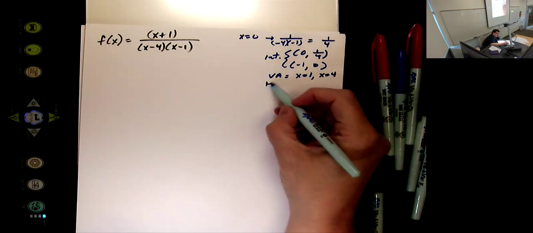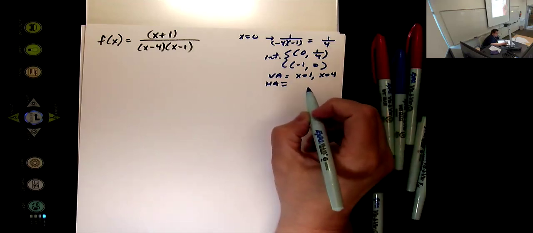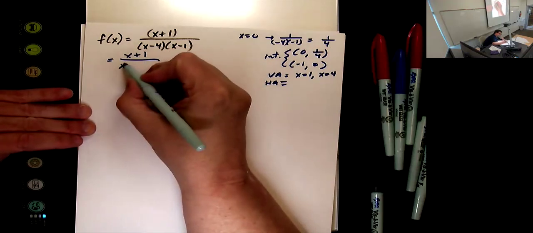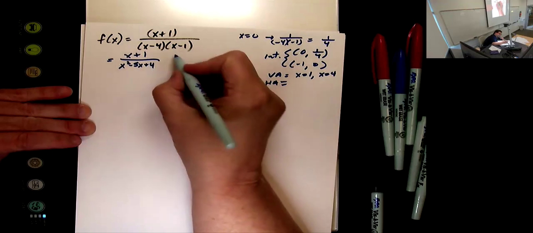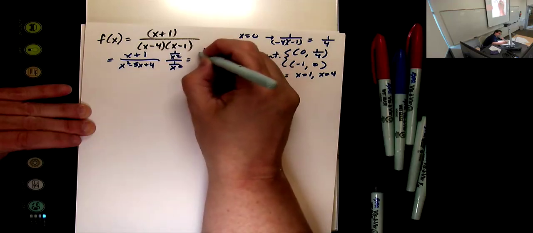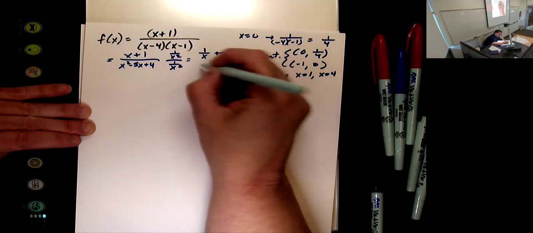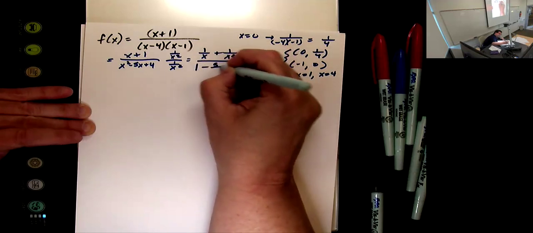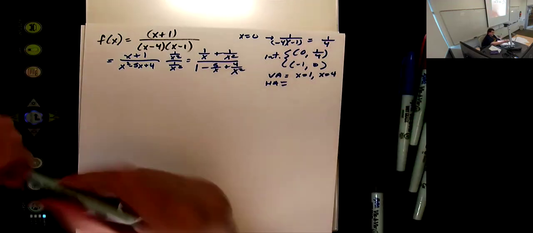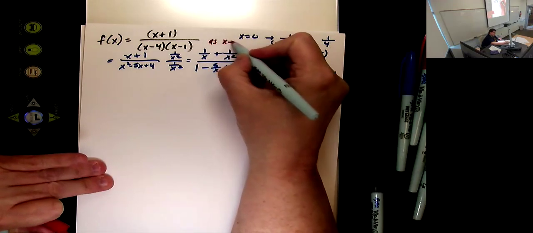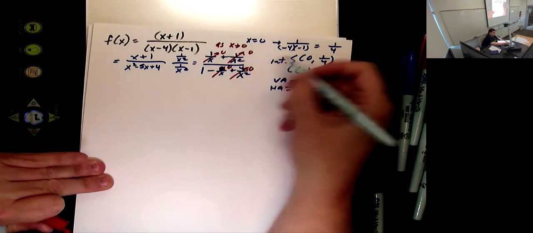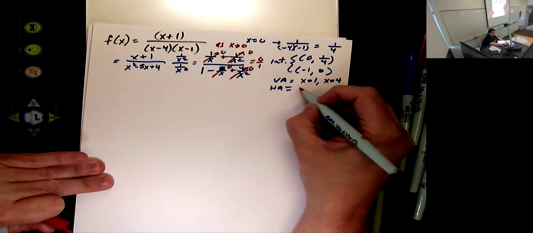And since the denominator has a higher degree than the top, or if I multiply it out just to show you, we would have had x squared minus 5x plus 4. If I did 1 over x squared here, I get 1 over x plus 1 over x squared, over 1 minus 5 over x plus 4 over x squared. And as x goes to infinity, 0, 0, 0, 0, 0 over 1, y equals 0.